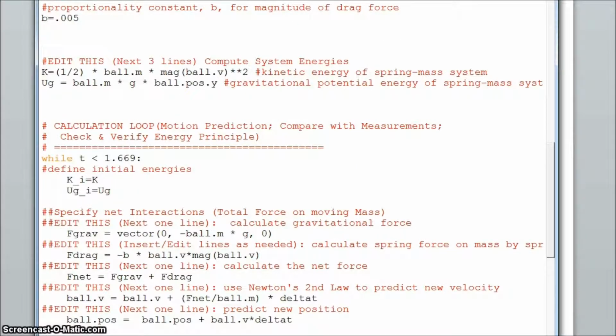Returning to the code, the net force is equal to the gravitational force plus the drag force. The gravitational force is the mass times the gravitational constant in the y direction, and the drag force is equal to the proportionality constant times the velocity of the ball. After running several tests of the data, I see that I set the proportionality constant to be 0.005, which gives me the correct displacement in the y direction.